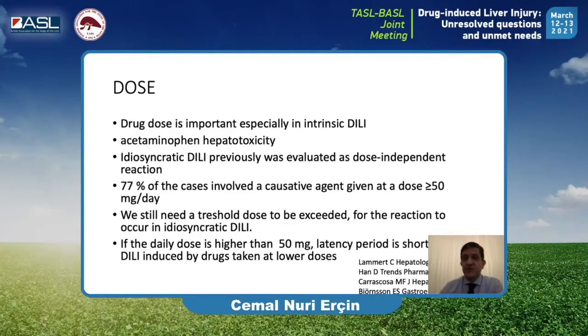On the other hand, today, setting a dose limit is difficult because most pharmaceuticals, especially antibiotics, require a dosage of more than 50 mg per day to have a desired effect. But we still need a threshold dose to be exceeded for the reaction to occur in idiosyncratic DILI, but the dose may vary among individuals. Sometimes, in clinical practice, a patient tolerates a drug at an initial lower dose but develops DILI when a dose increase is required within the recommended daily dose range. Lastly, it was shown that if the daily dose is higher than 50 mg, the latency period is shorter than DILI induced by drugs taken at lower doses.